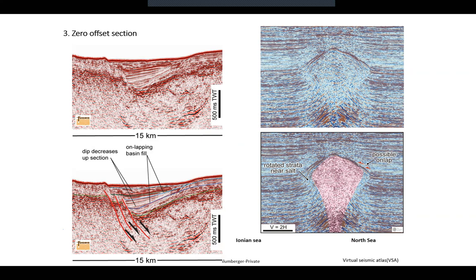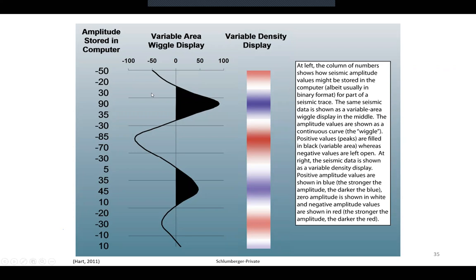Those are the traces when we talk about amplitudes, high amplitudes, low amplitudes. That was during the 80s when we had only black and white traces and we couldn't identify. It was either negative or positive, but we couldn't really quantify it with colors. Today we use a variable density display, so very positive is very blue and small positive is bluish. Zero is white and the more negative it is, the more red.